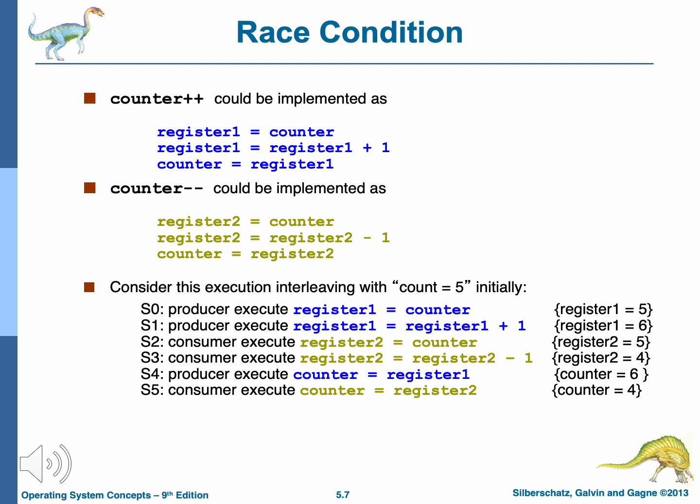A situation like this, where several processes access and manipulate the same data concurrently and the outcome of the execution depends on the particular order in which the access takes place, is called a race condition. To guard against the race condition above, we need to ensure that only one process at a time can be manipulating the variable counter. To make such a guarantee, we require that the processes be synchronized in some way.